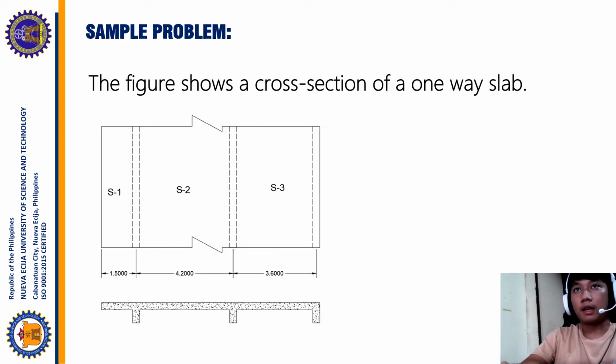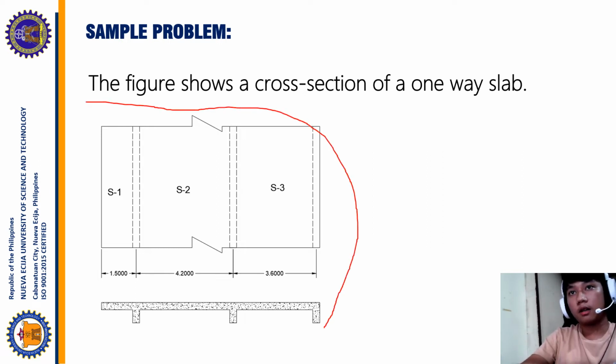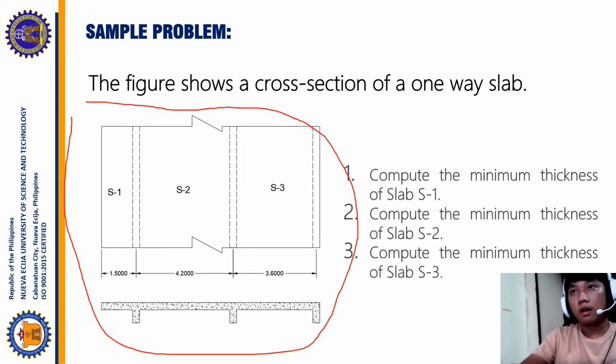So let's have a sample problem. The figure shows a cross section of a one-way slab. So the figure is right here. Compute the minimum thickness of slab S1. For number 2, compute the minimum thickness of slab S2. For number 3, compute the minimum thickness for slab S3. So how do we solve this problem?